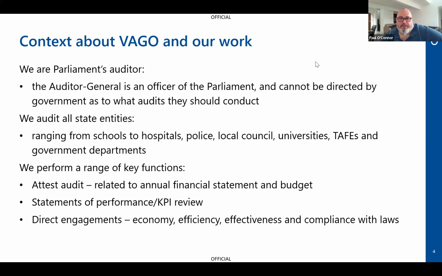And we also are moving a bit more into the compliance space. But what we'll find is compliance tends to be linked to either efficiency or effectiveness anyway. So often we'll add an element of compliance to a particular review or audit we're doing.